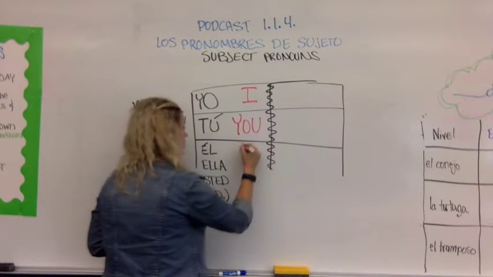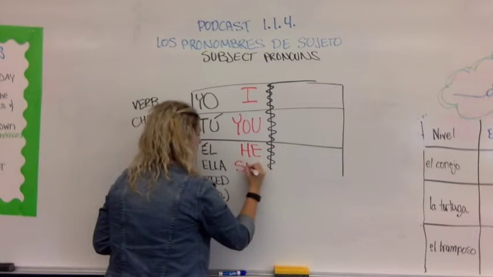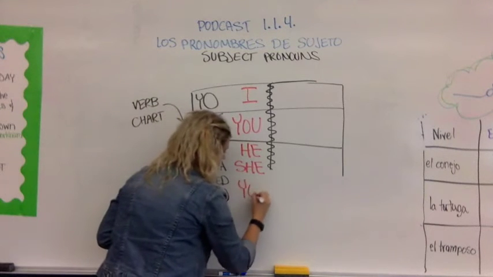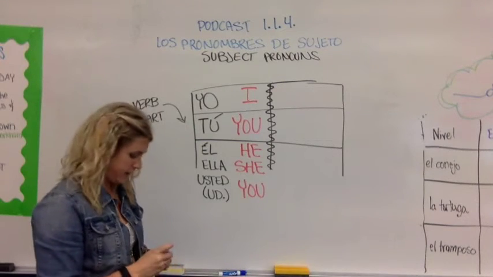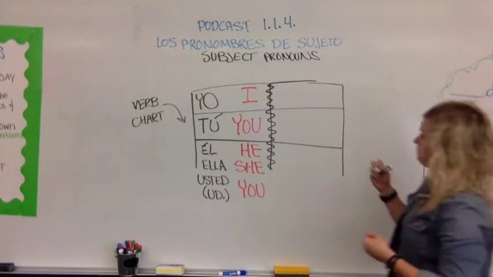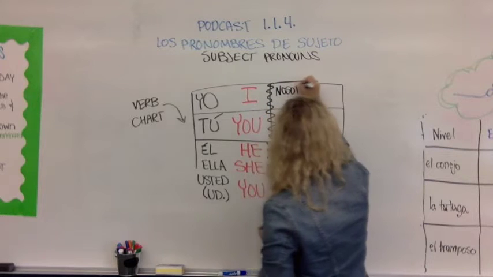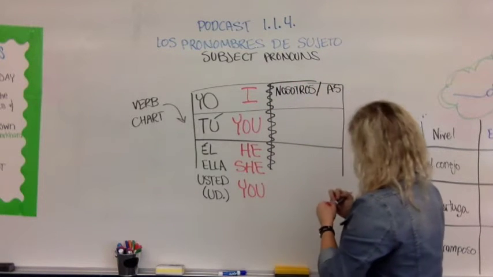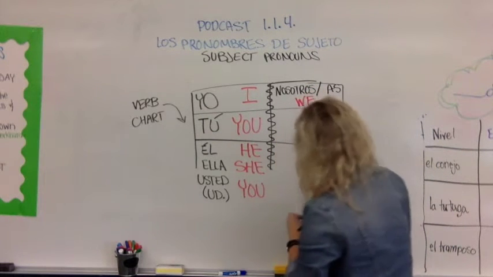Él in English is he. Ella is she. And usted is a formal form of you. We will talk about that more in just a second. Let's finish this chart. On the other side of your chart, you have nosotros and nosotras. Those both in English mean we.